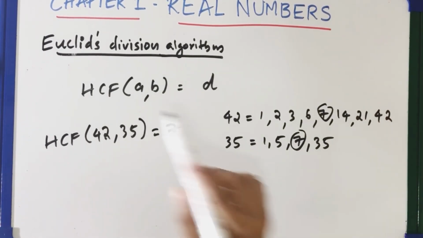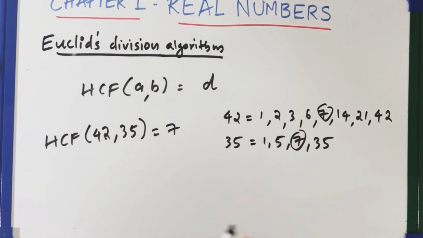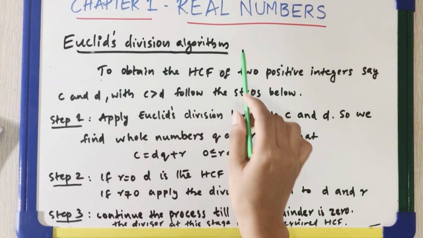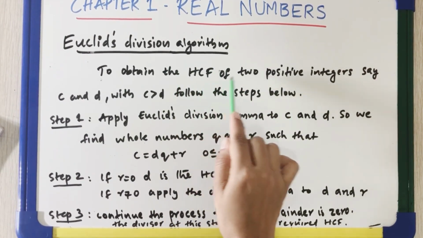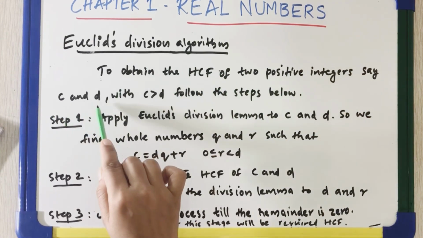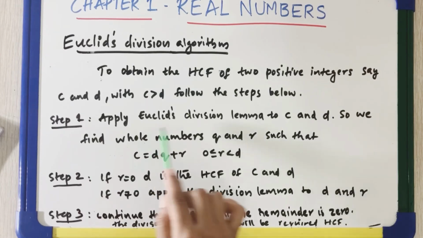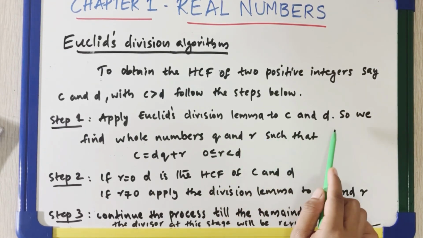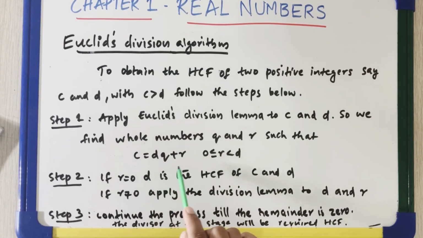So, the division algorithm gives an easy method to find the highest common factor. Euclid's division algorithm: to obtain the HCF of two positive integers, say c and d, with c greater than d, follow the steps below. Step 1: apply Euclid's division lemma to c and d. So we find whole numbers q and r such that c = dq + r, 0 ≤ r < d. Step 2: if r = 0, d is the HCF of c and d.